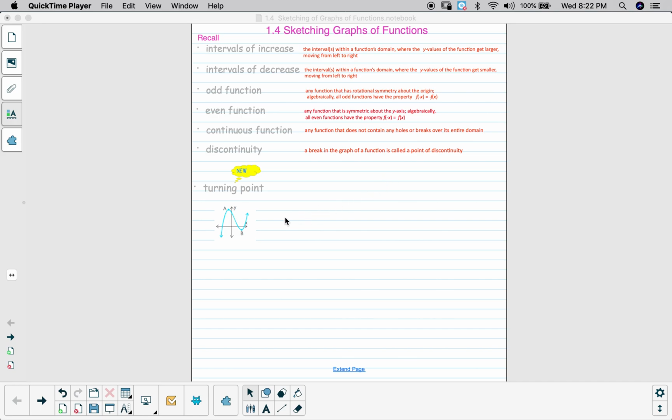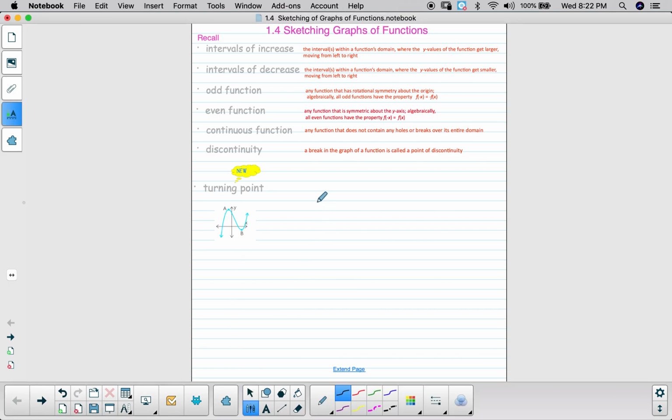A new word we're going to learn is turning point. So if you see this graph here, you can see that A and B are turning points because at those points the function changes from an increasing function to a decreasing function, and at B changes from a decreasing to an increasing function. So A and B are turning points in this graph.